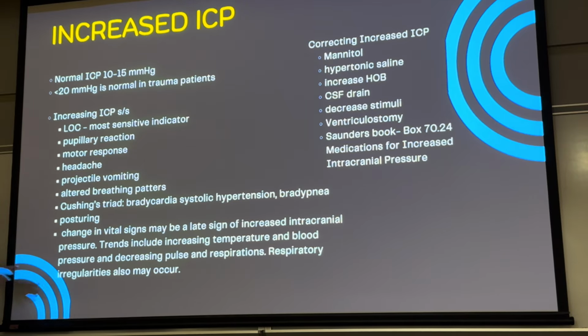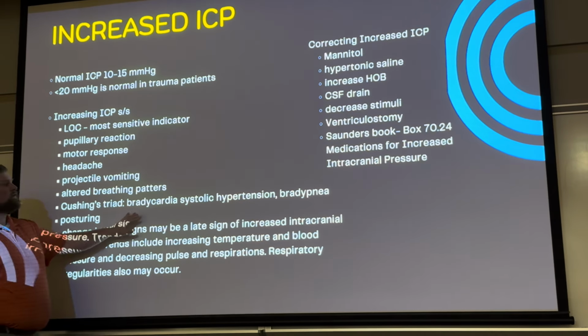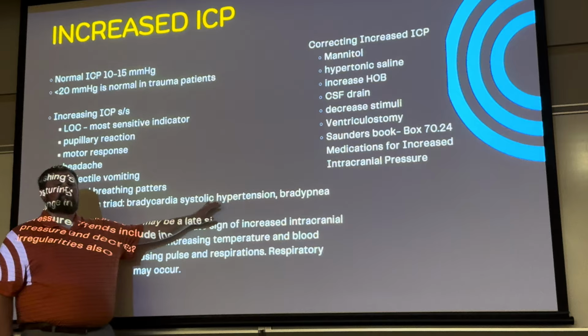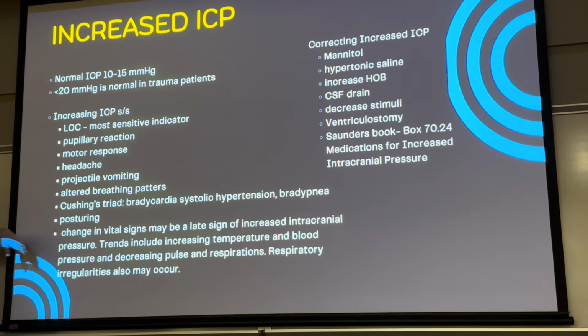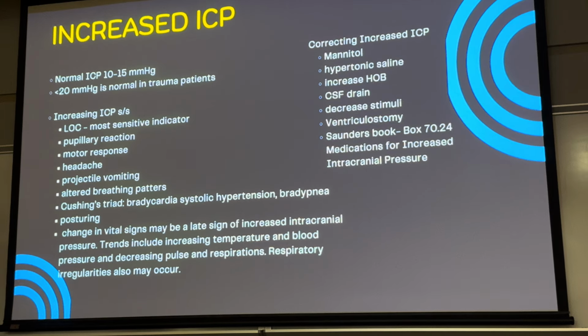A Cushing's triad, remember, bradycardia, severe systolic hypertension, very elevated systolic pressure. The diastolic is going to stay the same, so you're going to have that wide pulse pressure with that. And bradypnea, or your low respiratory rate. The number one sign is going to be a change in LOC.